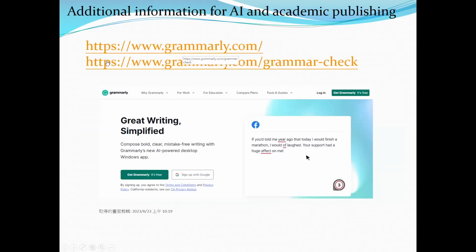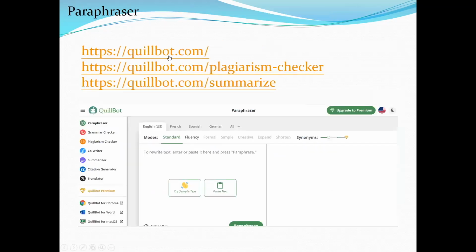Anybody use Grammarly? There's a free account and a paid account. There's a grammar check. Microsoft Word has a default grammar check, right? But Grammarly can rephrase. Let's say you get a paragraph from a journal and put it there. They can rephrase for you, or do a grammar check first. I'll also introduce Quillbot. It has a plagiarism checker, and also a summarizer. They can rephrase and actually rewrite the paragraph that you put in.